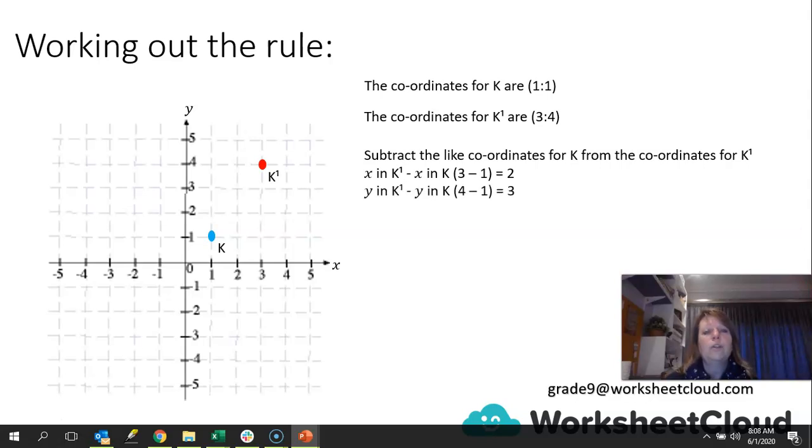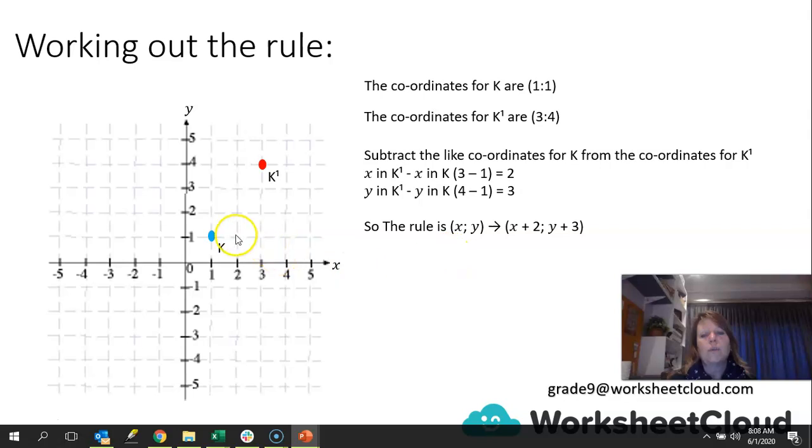Then you do the same with the y values. The y value in K1 is 4, and the y value in K is 1. So it's 4 minus 1, and that gives me 3. Again, it's a positive 3. So our rule will then be x plus 2, y plus 3.